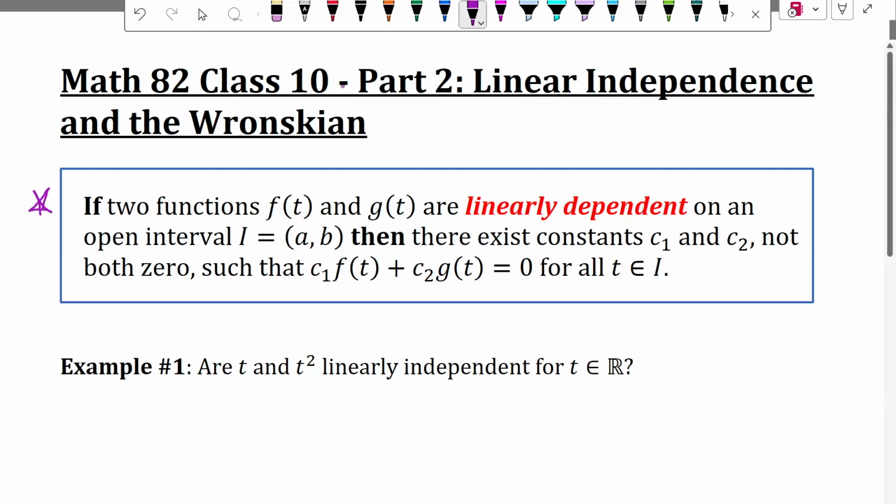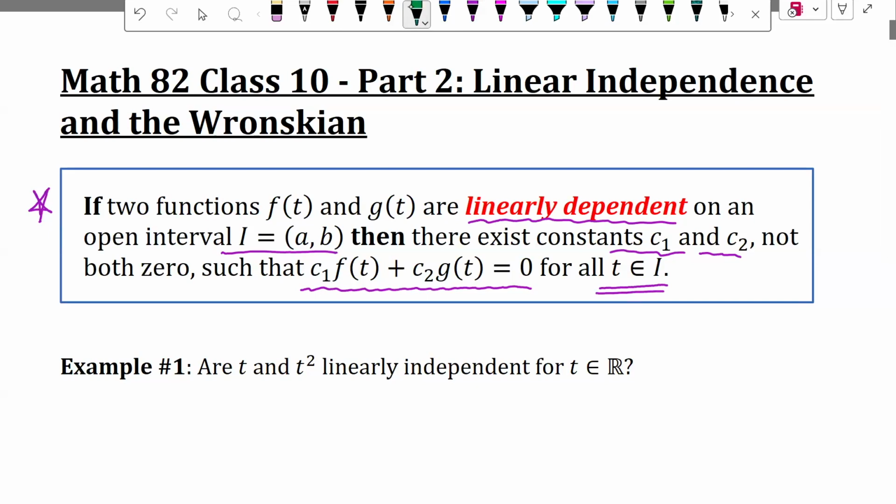Our definition here says that if two functions, f and g of t, are linearly dependent on some open interval I, between a and b, remember we're looking at the real line, then there must exist constants C1 and C2 that are not both 0, such that when you take the linear combination of our functions f and g using constants C1 and C2, that linear combination is going to be 0 for all points t on the chosen interval. What this means is that two functions are linearly dependent if you can find a non-trivial way to add them together, or to take a linear combination, so that their sum is 0.